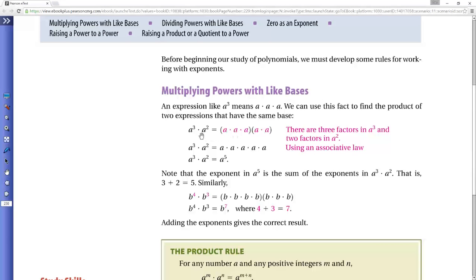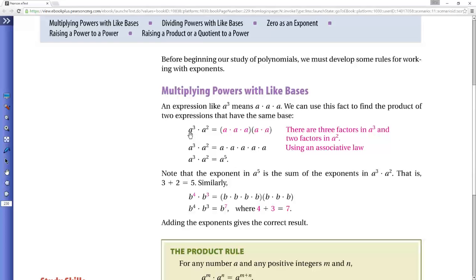They're just showing us some examples. If I have a to the third times a to the second, I could write this out this way. I can break the parentheses by using the associative property, since I'm not changing any order like for the commutative property. I end up with a times a times a times a times a, which I can write as a power with the base of a, and the exponent would be 5, because a is a factor 5 times.